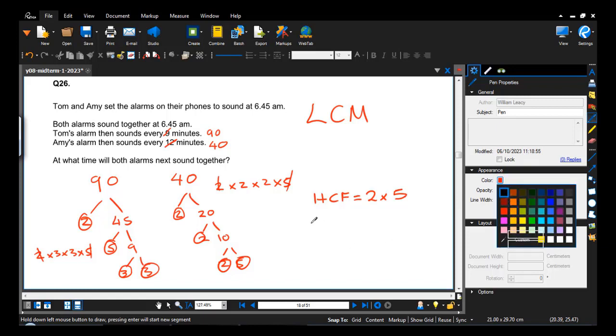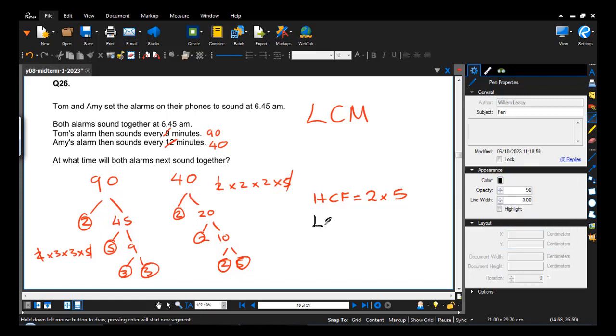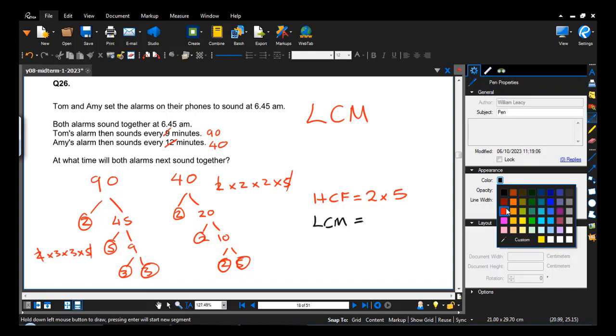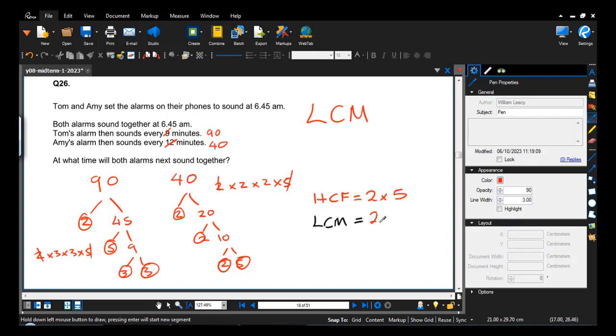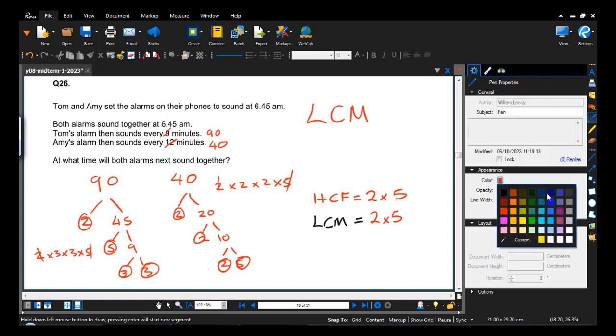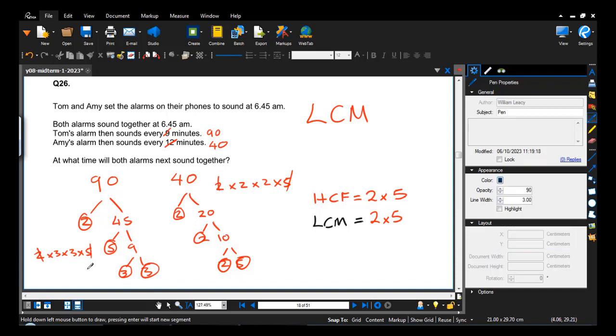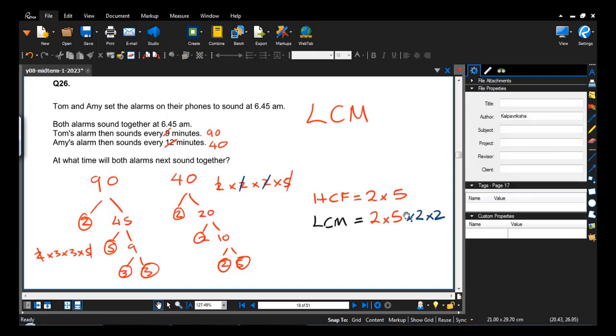But we're looking for the LCM. LCM is equal to the HCF times everything that's left. Now, I'd say most of the other classes did this with Venn diagrams. But anyway, so let's do it. Everything that's left, well, we have 2 and 2. So it's going to be times 2 times 2. I'll move this across.